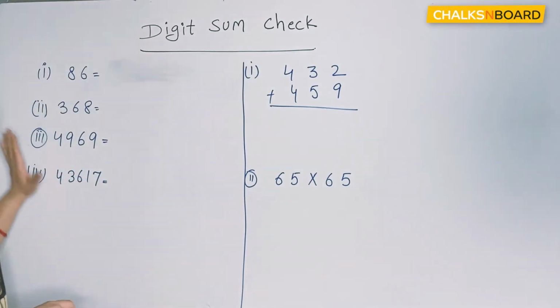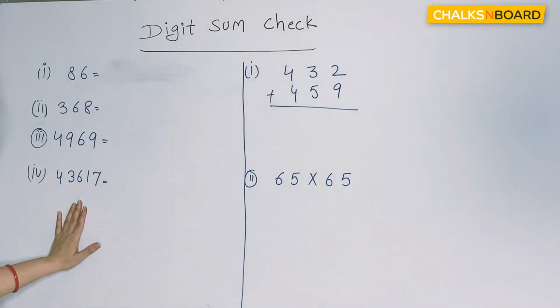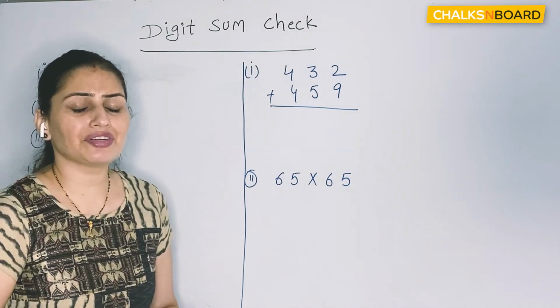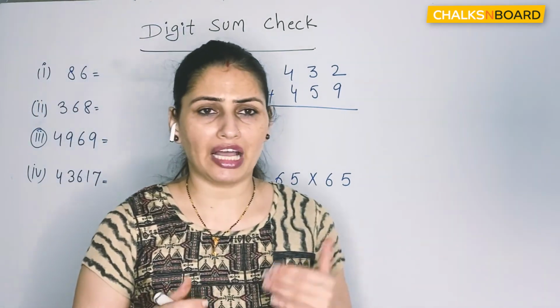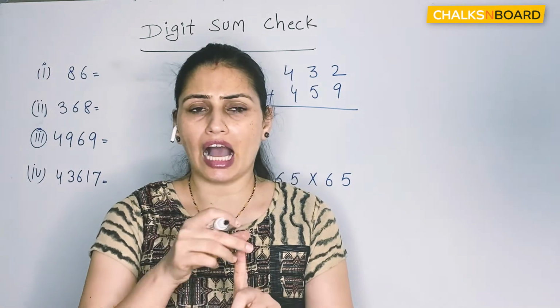Here you can see we have 4 numbers, that is 86, 368, 4969, 43,670.